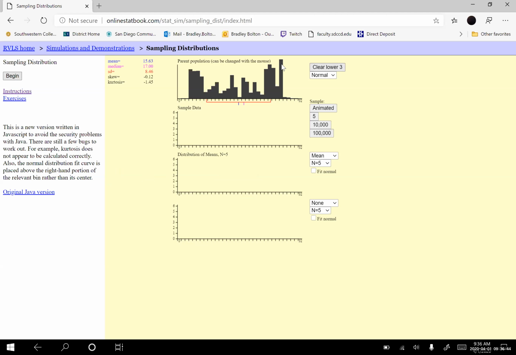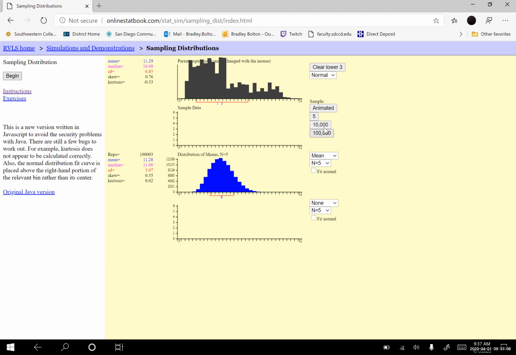So if I clear everything, look, I can mess this graph up even more. I can make it super skewed on one side and really low on the other. Then I can animate and draw samples. I'm doing it again just to show you guys. Now I'm going to do it 100,000 times. And there we go. Now look at the means again. The top mean is 11.29. The bottom mean is 11.28, basically the same.